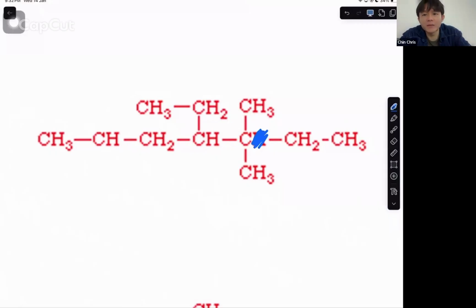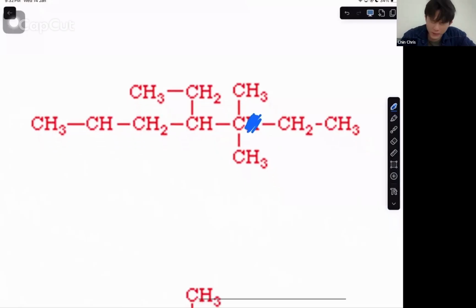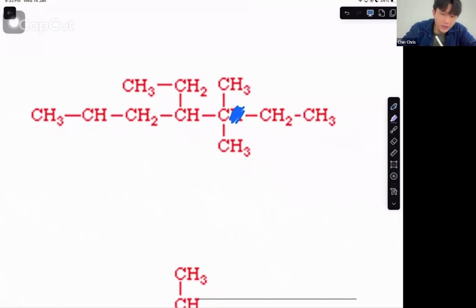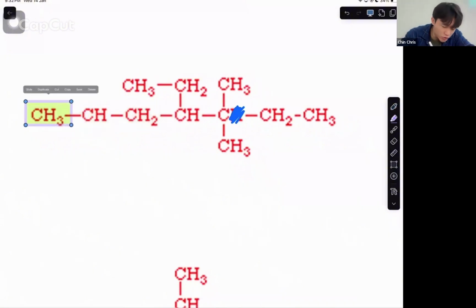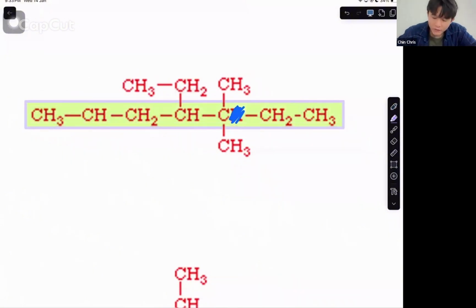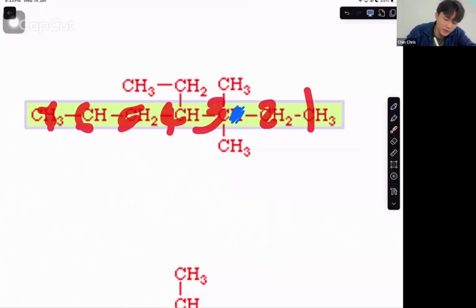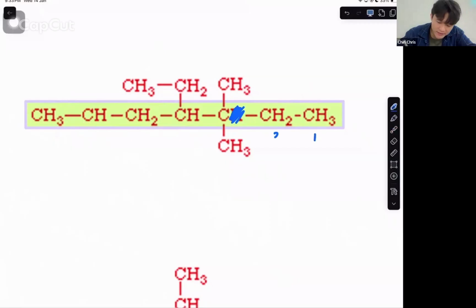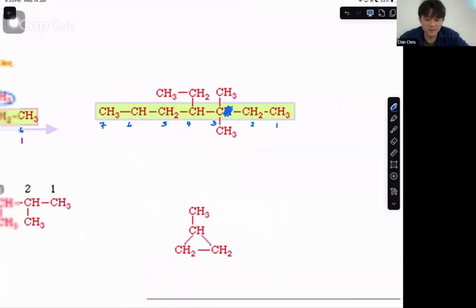4-ethyl-3-dimethylheptane. Thank you. Almost. Most of you almost got it right, just almost, but not bad. Well done. So guys, we have 1, 2, 3, 4, 5, 6, 7. I would say going this way is the smallest, because going the other way there's no way you can get a smaller number.